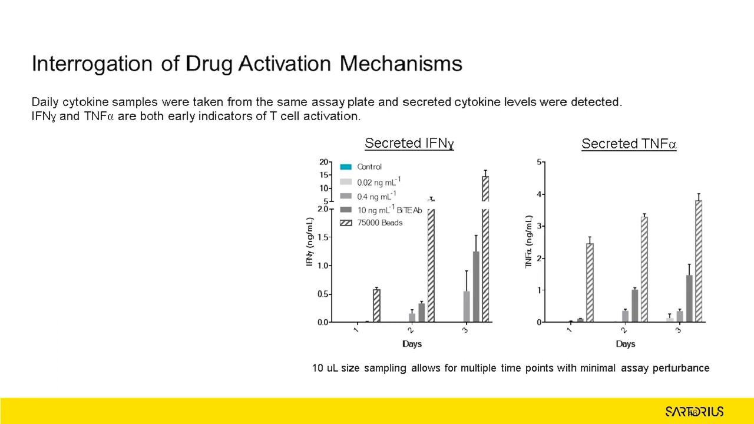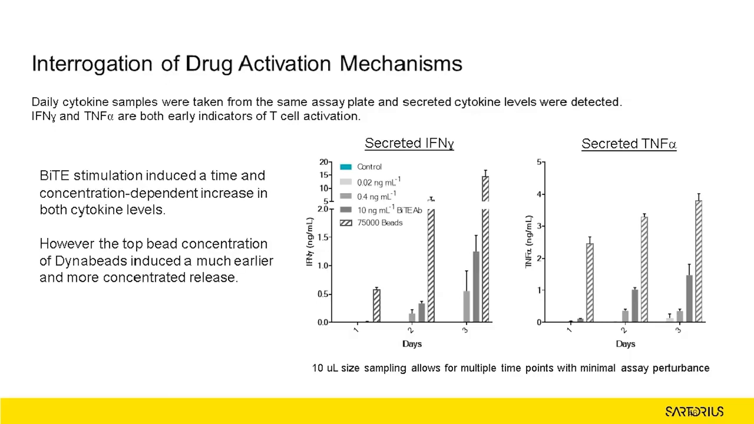Daily cytokine release from the T cells was also compared using the IQ. The graphs on the right show both activators induced a time and concentration dependent increase in both interferon gamma and TNF alpha. However, the top bead concentration included in the graphs here, depicted as the striped bar, caused an early release of these cytokines when compared to the BiTE antibody, as well as much greater concentrations. The antibody concentrations are not the same, so therefore these results cannot be directly compared.